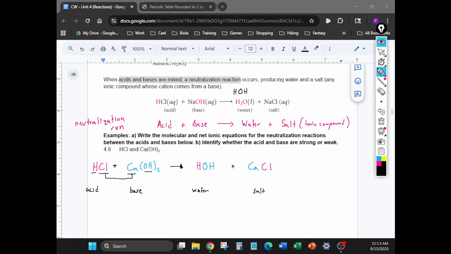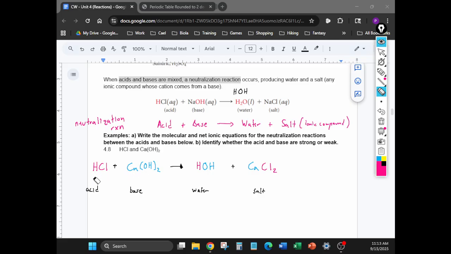Now, there is one thing wrong with this. Anyone know what's wrong with this formula right now? Yeah, the charges are imbalanced, right? Ca is 2 plus, Cl is minus 1. So again, this is why you've got to be on top of the ion stuff. So you're going to need 2 Cls, so CaCl2.